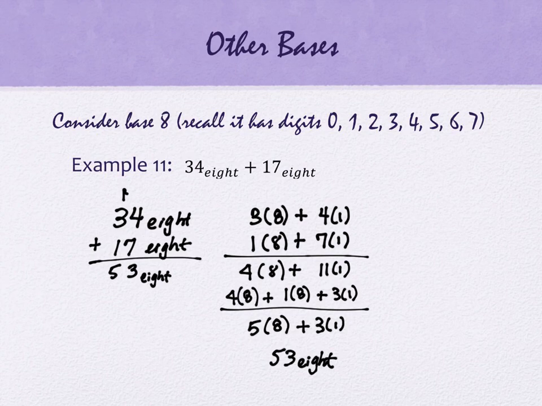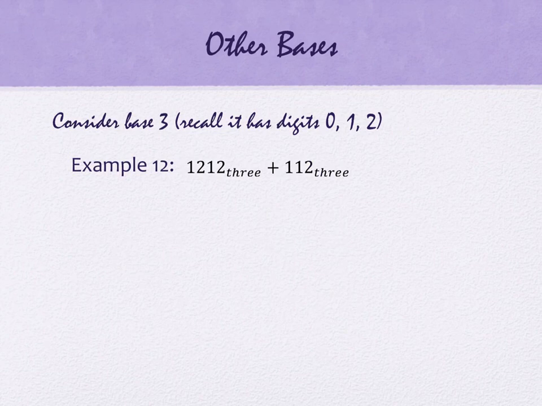Okay, we have one more like this. We have 1 2 1 2 base 3 and 1 1 2 base 3. So again, I'm going to do the standard algorithm first. And then I'm going to do a different one. And it's not going to be the same one I did last time because I want to see another version of it. Okay, so we start with the ones column.